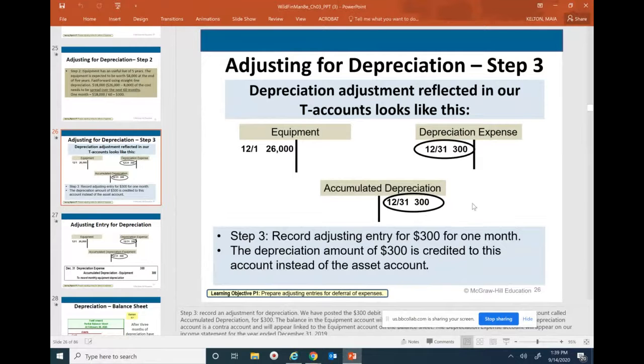So this accumulated depreciation account is called a contra asset account. It's a contra asset account because it increases on the exact opposite side of the asset account. It increases on the credit side. So again, this is an important term here. Accumulated depreciation is a contra asset account.